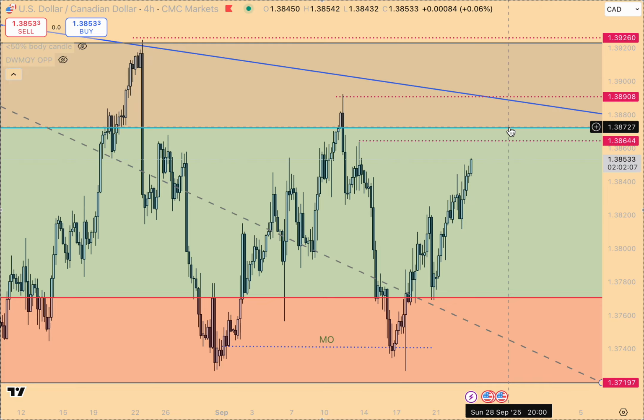Remember, protect your capital. That's the first step. Then we can look for and maximize opportunities in the market.